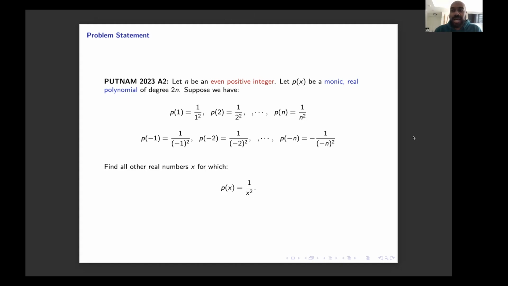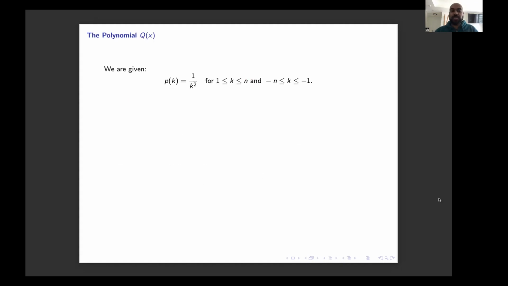Now, just looking at the pattern, you might think intuitively that p of n plus 1 and p of negative the quantity n plus 1 are both 1 over n plus 1 squared, but it turns out to be quite different. But we can use a really cool idea to figure out what other values of x satisfy this last equation right over here. So here's a synopsis of what we know. P of k is 1 over k squared for these values of k right over here.